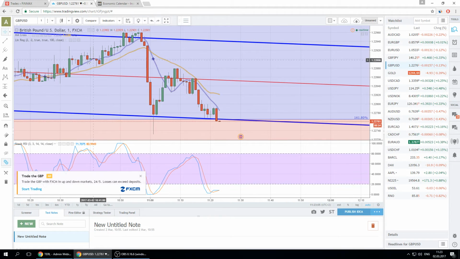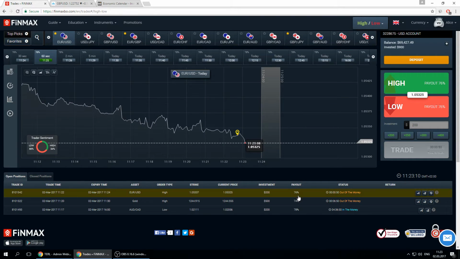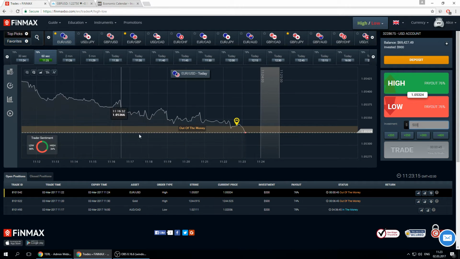Something is going on with the British pound and with the euro, because they are basically affected by almost the same factors.